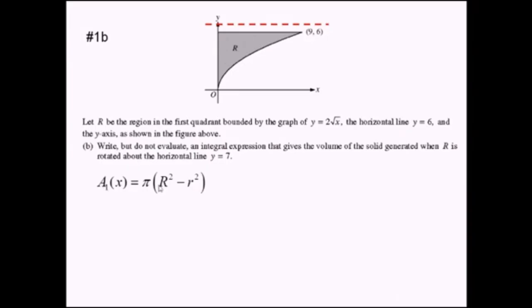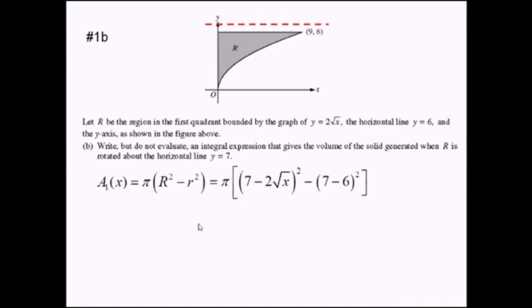So plugging in some things for this. Big radius, that's the distance from this horizontal line to the further away part of the bounded region. So this is going to be 7 minus 2 radical x, the whole quantity squared. And we'll still have a pi outside there. So pi, and now inside a big parentheses, 7 minus 2 radical x squared. Now for the little radius, that's the distance from my axis of revolution to the closer part of the bounded region. So this is going to be just 7 minus 6 that we're squaring and subtracting from everything.